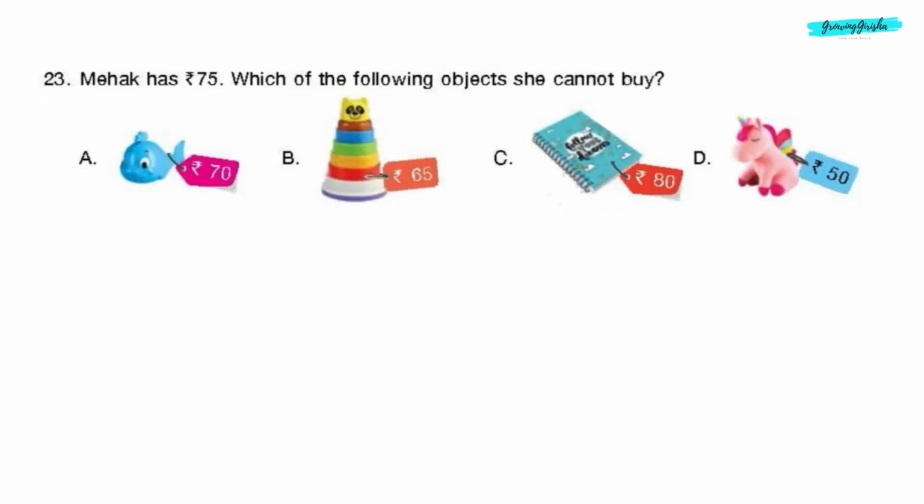Question 23. Mehak has 75 rupees. Which of the following objects she cannot buy? Option A has a fish of 70 rupees. Option B has a toy of 65 rupees. Option C has a notebook of 80 rupees. And option D has a unicorn of 50 rupees. She cannot buy the object which costs more than 75 rupees. So option C will be the correct answer.